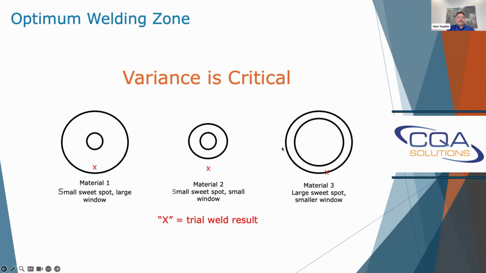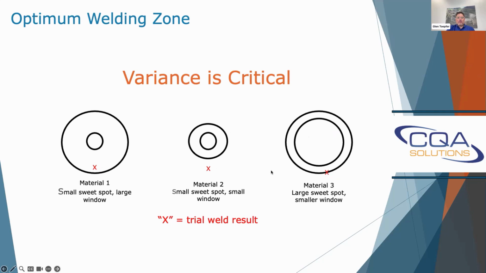Similarly, you can move the trial weld results around, and you're still on target. You're still meeting your objective, at least getting a passing trial weld. Hopefully not damaging the geomembrane with material 1. Material 2, you're totally off. You're probably failing your trial weld at that point. And material 3, you're right on the edge now.